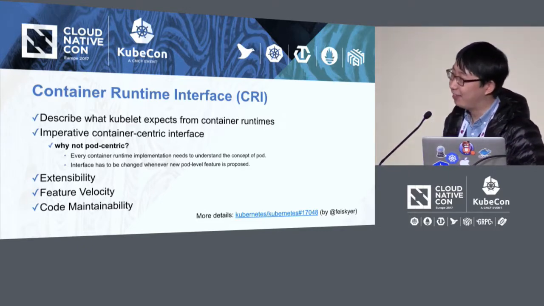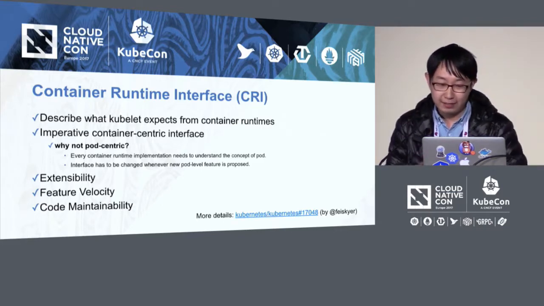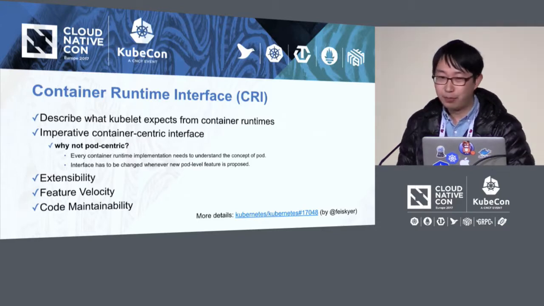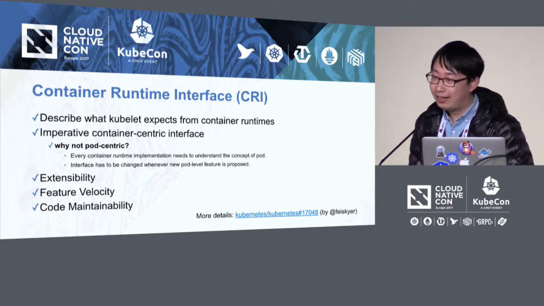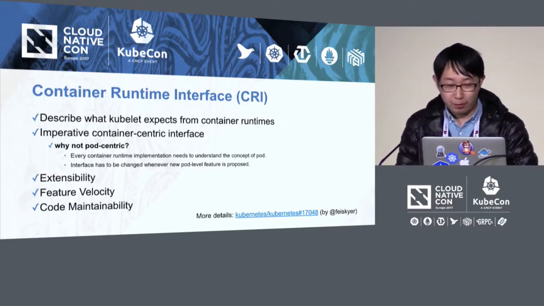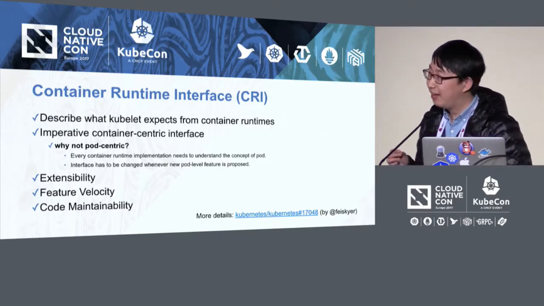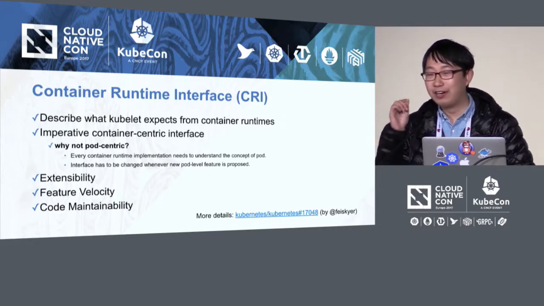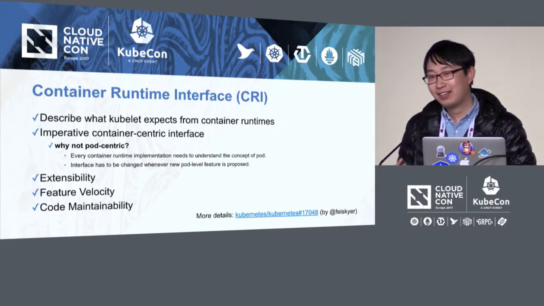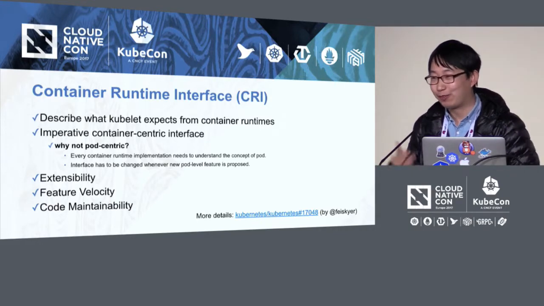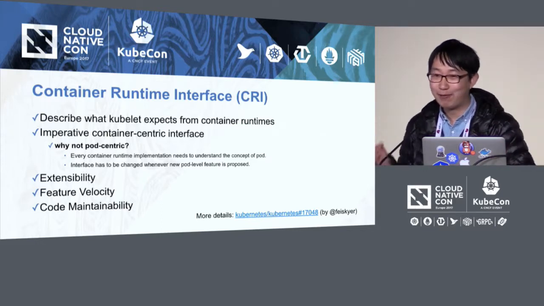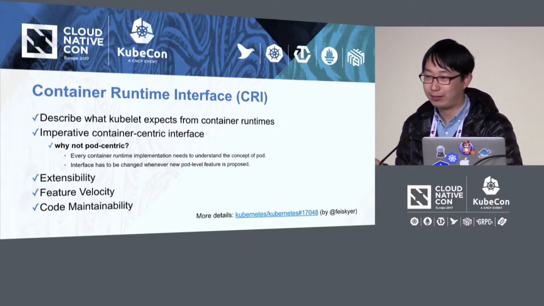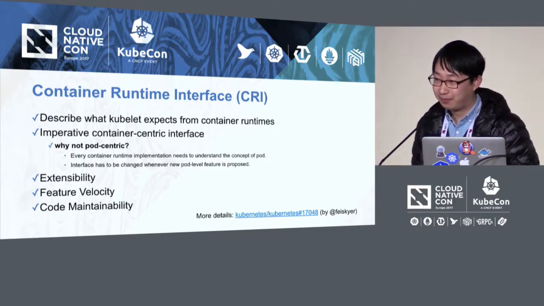And the second thing is that CRI is an imperative, container-centric interface. So maybe you are curious, why not pod? Well, there are two kinds of problems here. The first one is, in that case, every container runtime implementation would have to understand the concept of the pod. Well, for Rocket, maybe it works, but for Docker, it's impossible. So that would leave us a burden to implement everything about the pod in the shim, in the runtime shim, for example, in Docker shim. You have to care about that.